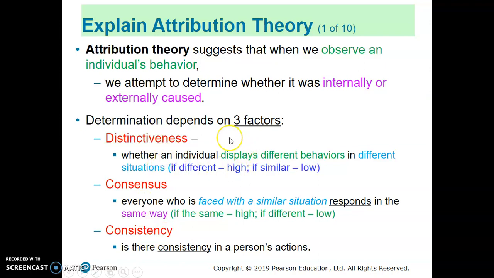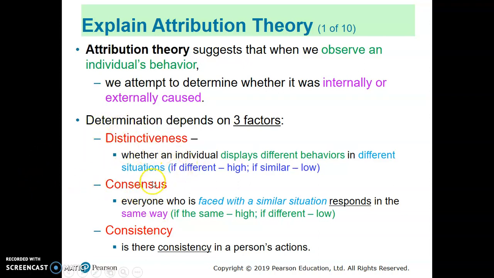Let's say we want to know whether the behavior of others is caused by internal or external factors. We look at whether the individual displays different behavior at different times, in different situations. If they display different behavior in different situations, that means their distinctiveness is high. If their behavior in one situation is similar, the second situation is similar, and the third is similar, or the majority of the time they show a similar pattern of behavior, that means their distinctiveness is low.